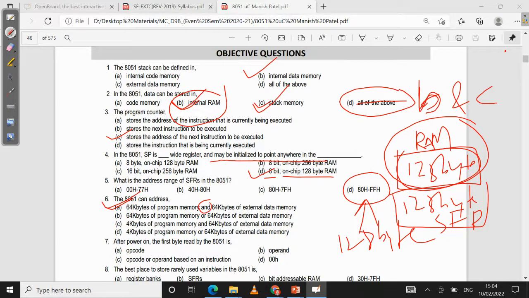Next question 7. After power on, the first byte read by the 8051 is opcode, opcode or operand based on an instruction, 00H. आपका जब आप जब 8051 को पावर ऑन करते हो तब आपका प्रोग्राम काउंटर विल गो टू 0000H. Okay, the first byte read by the 8051 is your 00H. So D is the answer.